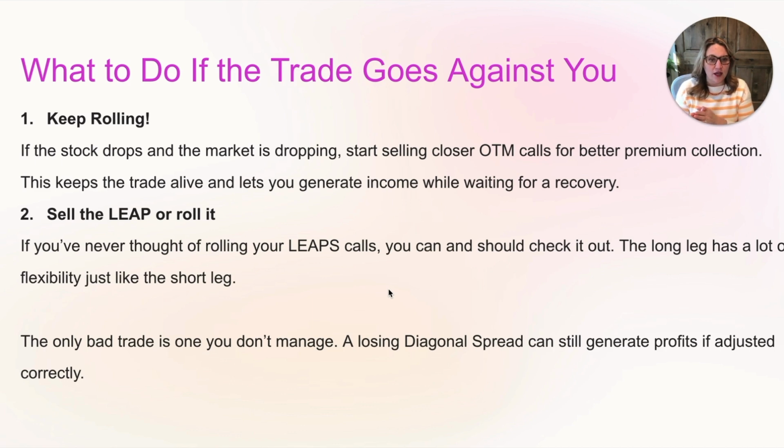Number 2, sell the leap or roll it, okay? If you've never thought of rolling your leaps calls, you can and should check it out. The long leg has a lot of flexibility, just like the short leg. It's too much to get into here. This is one of the reasons I do teach a course, but I just want to reiterate that the only bad trade is the one that you don't manage. A losing diagonal spread can generate profits if it's adjusted correctly. These trades have so much flexibility, and you really just need to spend some time on the options chain looking at how to adjust the lower or upper leg to see what can be done.